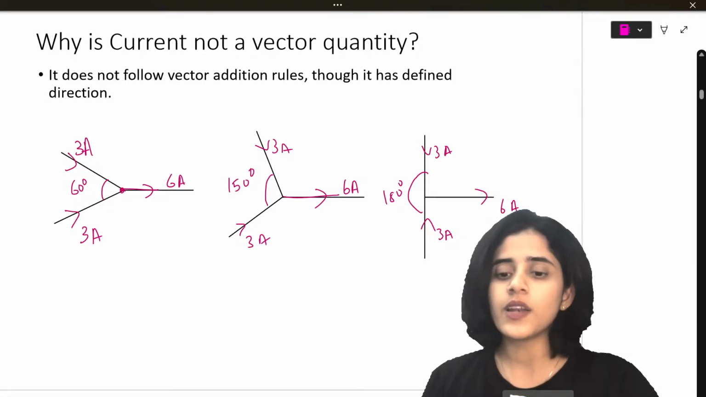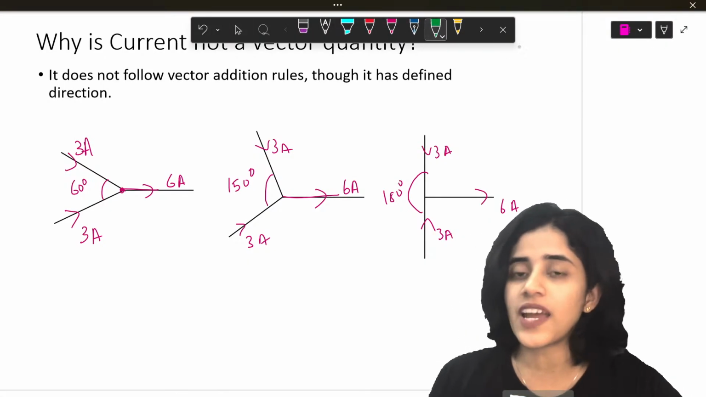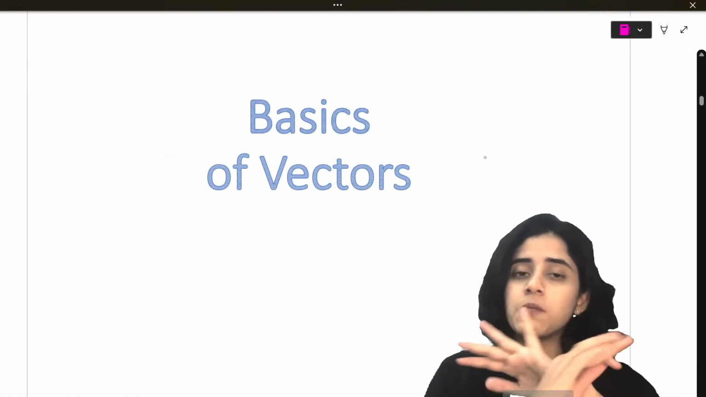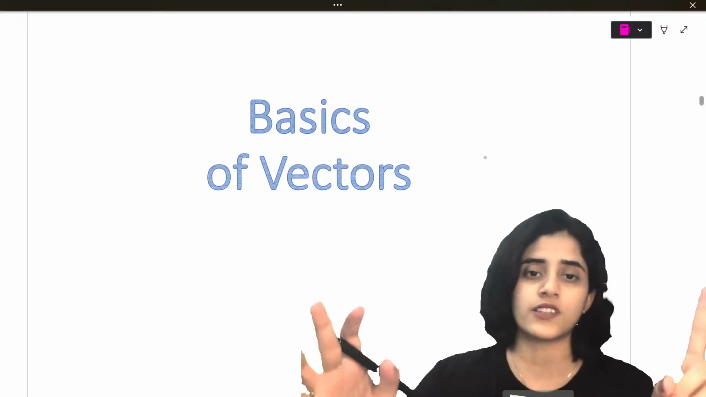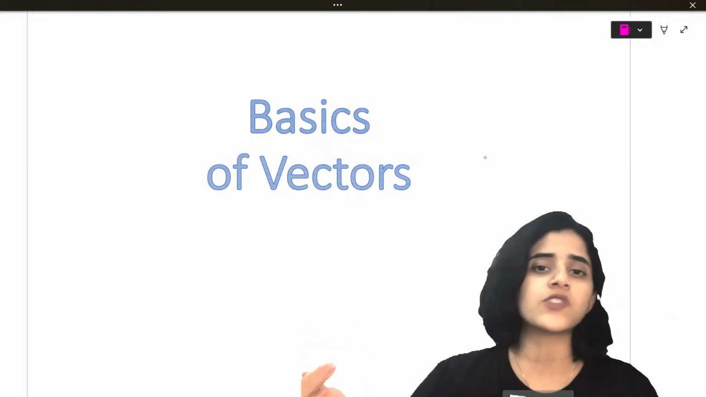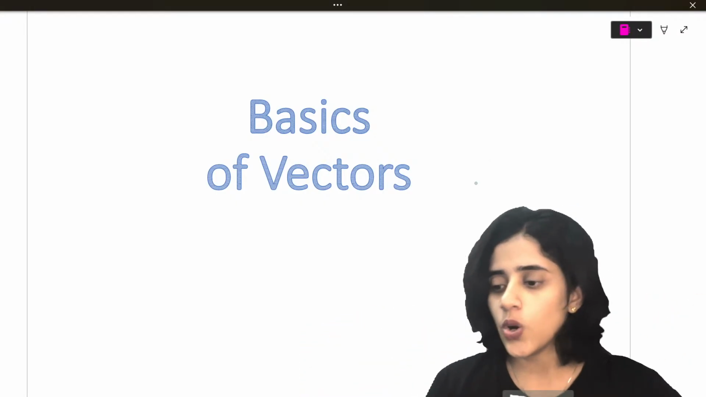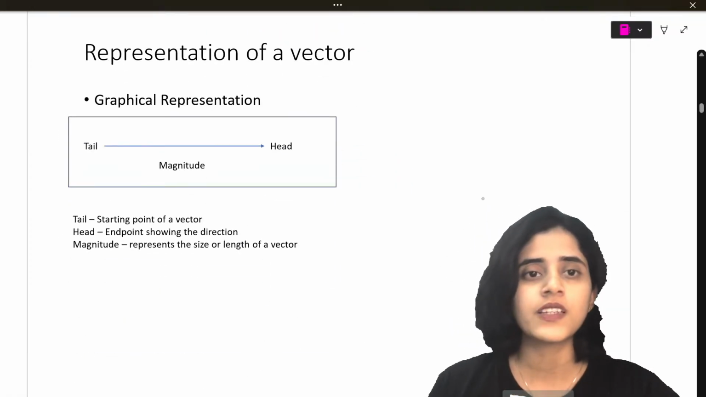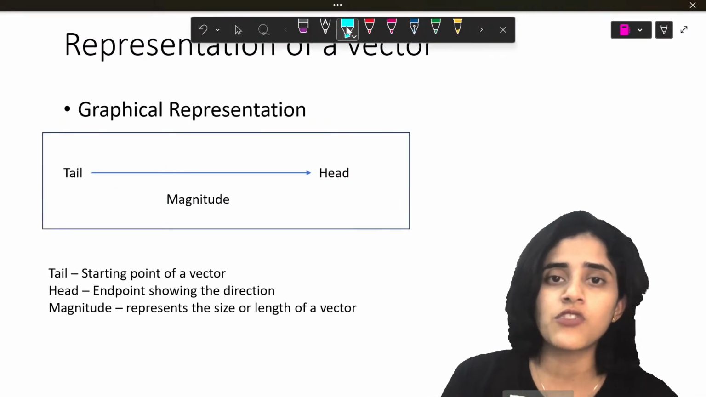Okay? Now, let's move on to the representation of vectors. So, students, from this part, it's very important. We are going to cover the basics of vectors. So, these basics, you should be very strong. Whatever vectors you get, you should be able to solve after this class. So, first thing that we are going to learn in this class is representation of vectors.